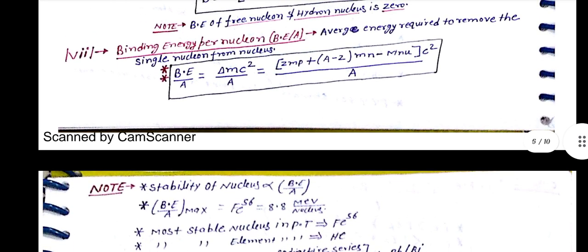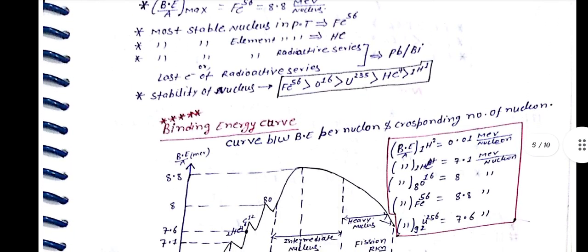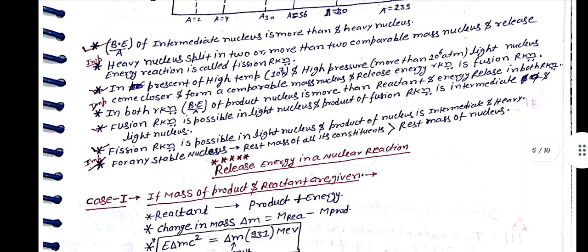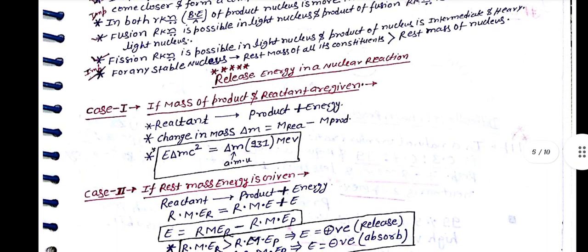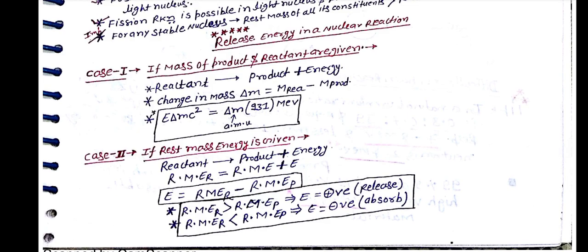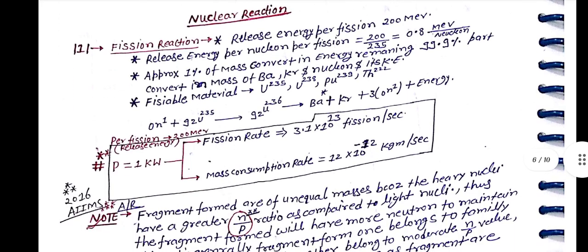So binding energy per nucleon is the average energy that is required to remove a single nucleon from the nucleus. And the binding energy curve you can see here. Leaving this curve, release energy in a nucleus. They have given some formulas. These formulas you can skip, nothing important is there.